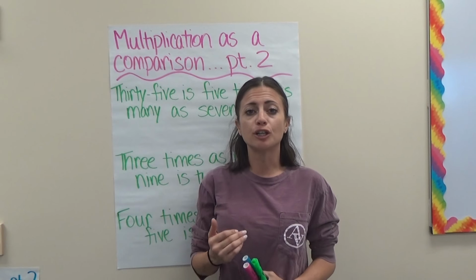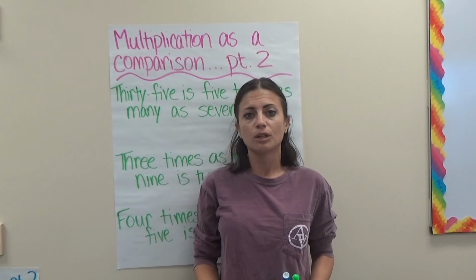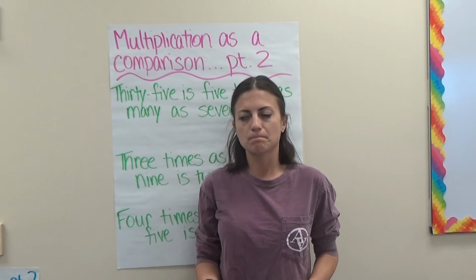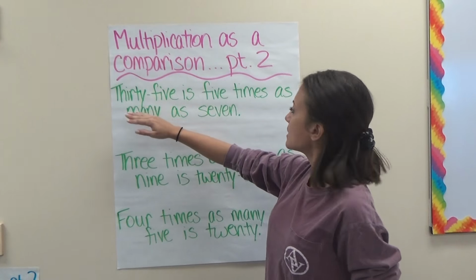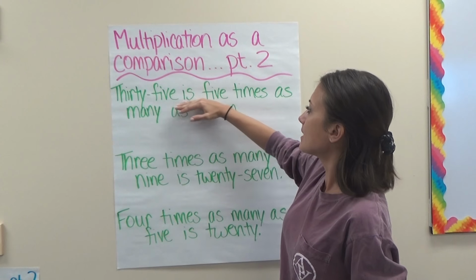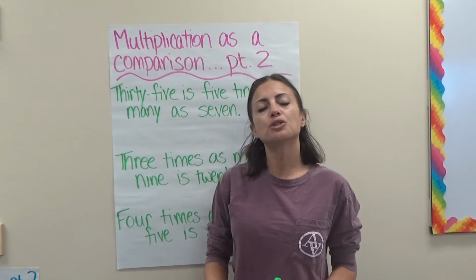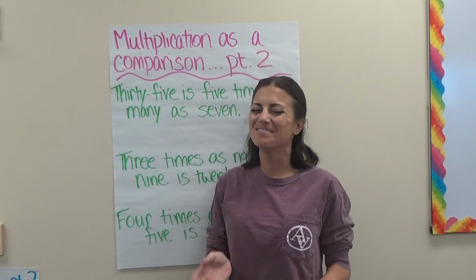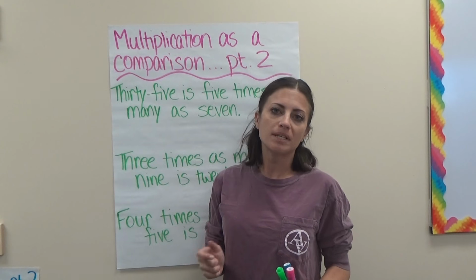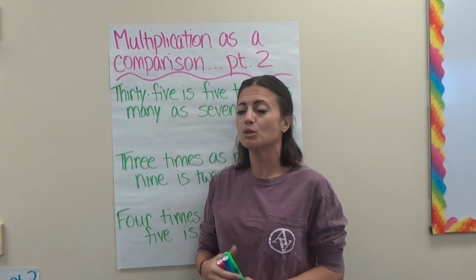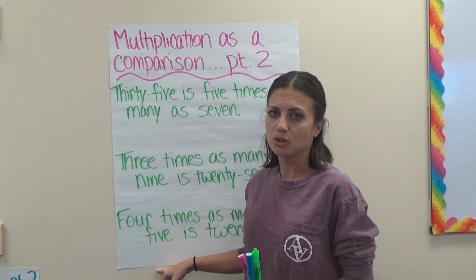So watch how I turn our examples into our equations. Our first example is 35 is 5 times as many as 7. So when we're doing multiplicative comparisons, our rules are a little bit different than our cube strategies we've used to mark up our word problems so far.